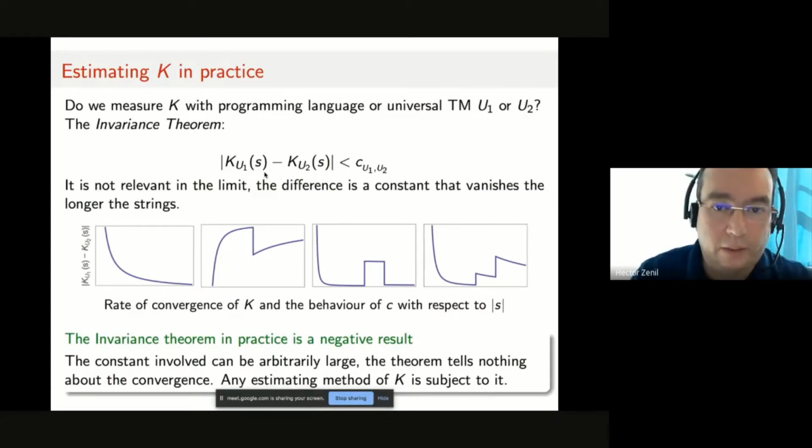So this is a positive result, but in practical terms, it is also a negative one, because it doesn't tell you the rate of convergence, right? It tells you that it is bounded, but this C could be huge. And the behavior at the beginning could be anything, right? This would be the ideal case, that when you take longer and longer sequences, the C becomes more irrelevant, and both measures converge. But the invariance theorem is basically telling you, oh, maybe at the beginning it grows and comes down again and grows. The invariance theorem only tells you that at some point in the limit, these two things are going to be convergent, but nothing tells you what happens at the beginning.